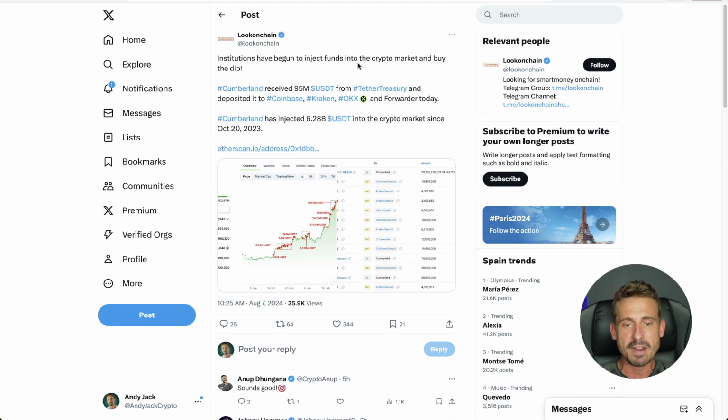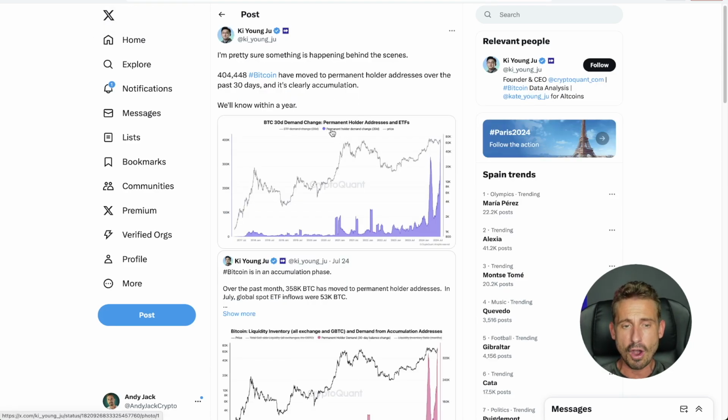Accumulation is continuing. Institutions have begun to inject funds into the crypto market and buy the dip. We can see this on the data. We can see the wallets. We can see the purchasers. So there is massive accumulation going on. You can see 404,000 Bitcoin has moved to a permanent holder address. Why do we know it's a permanent holder address? Well, basically because it's only adding Bitcoin and not doing a transfer to an exchange to sell it. It only buys and hodls, which is extremely bullish. A huge amount of Bitcoin, as you can see.